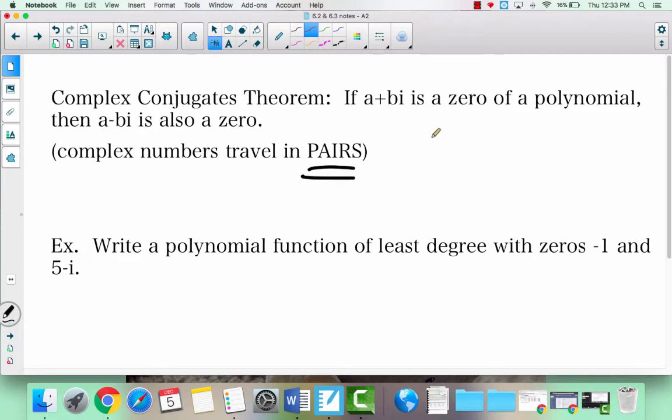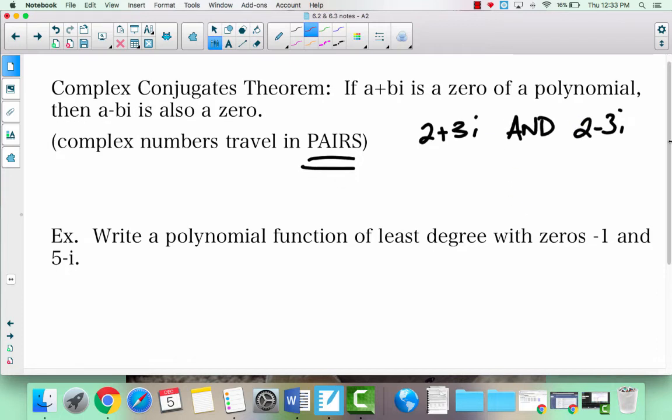That means that if I know 2 plus 3i is a solution to a polynomial, it also has to have the solution 2 minus 3i. And remember, conjugates just have the same numbers but opposite imaginary signs. Okay? So that's a really important rule, and this can be useful if we're writing a polynomial, and I've got an example of that written here.